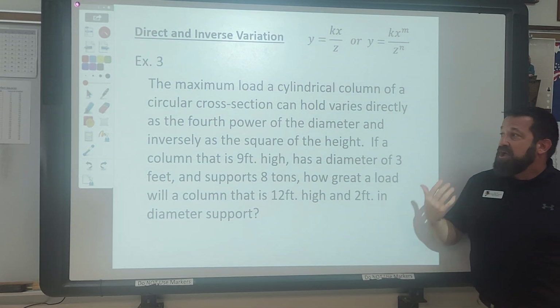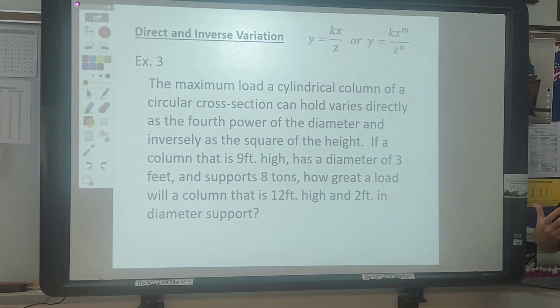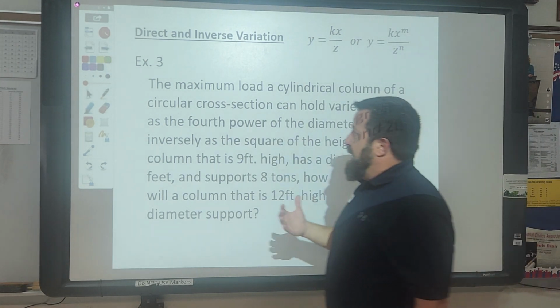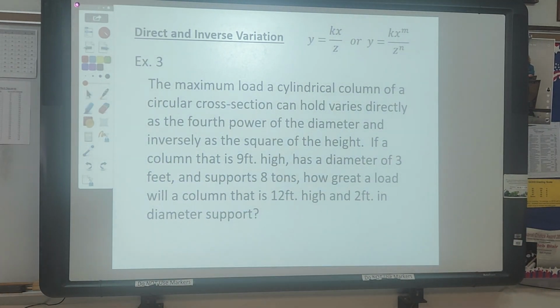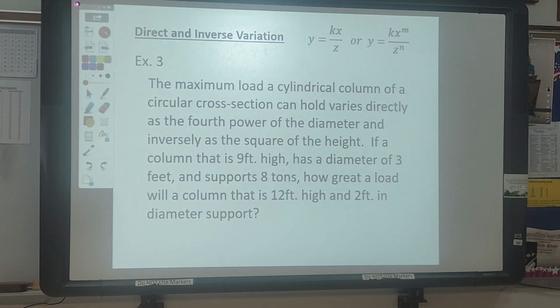So that's why I have this example to show you. It has to do with, in this case, a cylindrical column of like concrete. Okay, if you're building like a bridge or something like that, and you have a pillar that you make out of concrete, if you take a pillar and you double its height, it's going to be a much longer pillar, and therefore it's not going to be as strong.